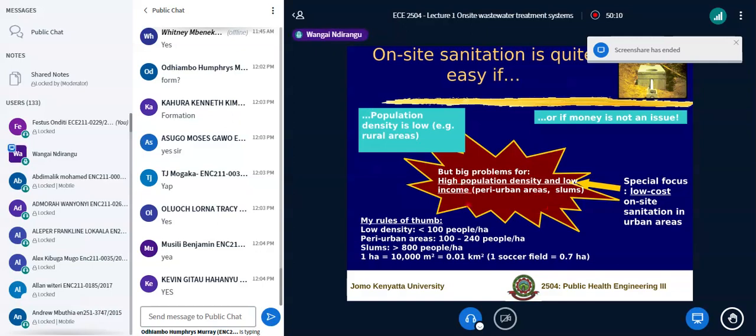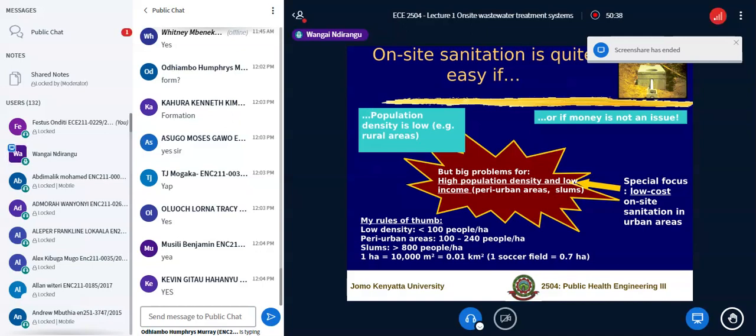And that's why in the low-income areas, these are huge areas. Generally speaking, an area with more than 800 people per hectare is densely populated. Sanitation problems are there everywhere, but they become more intense in areas that are heavily populated.